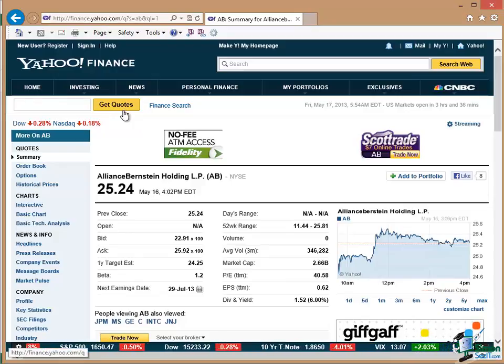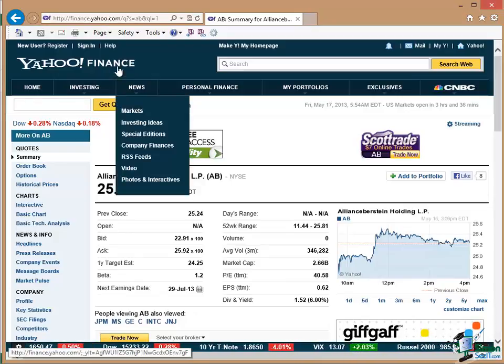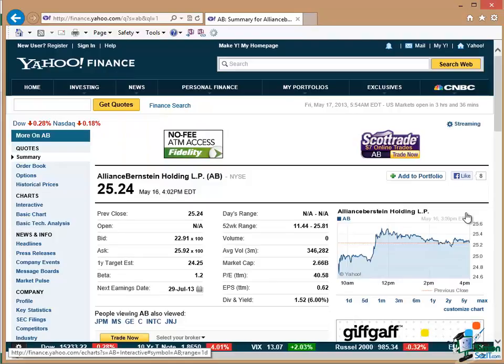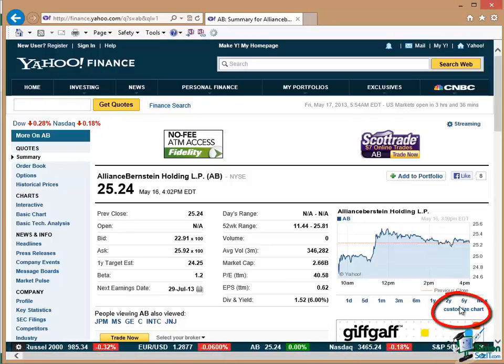And even on a publicly accessible site like Yahoo Finance, you've got a chart here showing stock prices for Alliance Bernstein Holding LP on the right. If you were to click on this and click on Customize Chart down in the bottom right corner there, you could actually do some pretty good charting using what's on this website. But that's not what we're doing here. What we're going to do here is to chart the performance of Alliance Bernstein Holding LP using Excel.